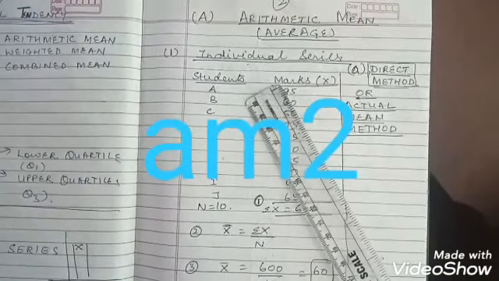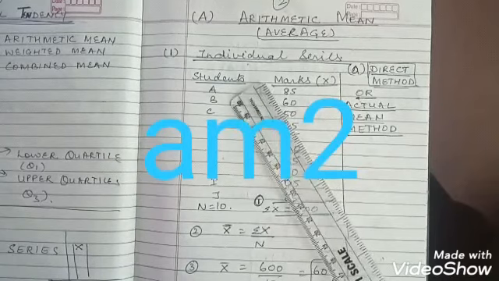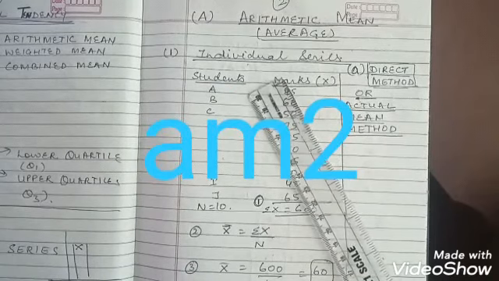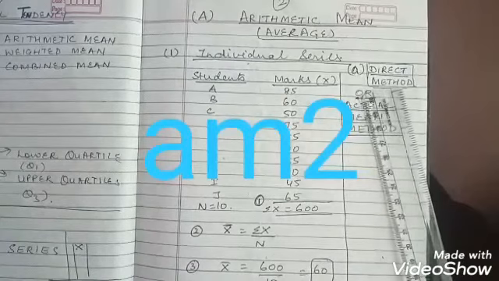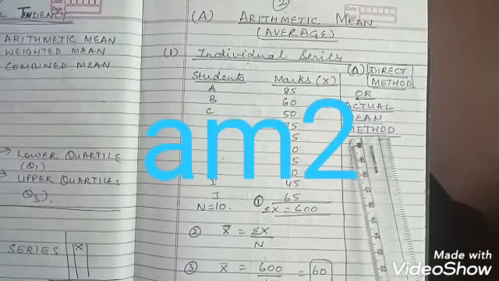As I already told you, there are three series and three methods in arithmetic mean. The first method is your direct method or actual mean method.